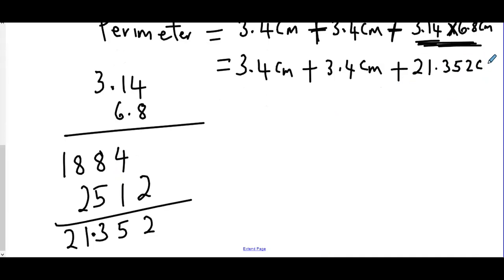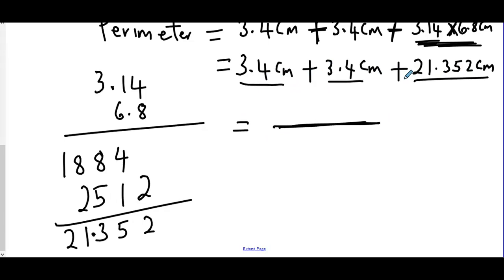0.352 centimeter. Now, you can go ahead adding this number and that number using a calculator and see what you're going to get. Otherwise, I'm going to leave this blank for your homework. Add this one using a calculator quickly.